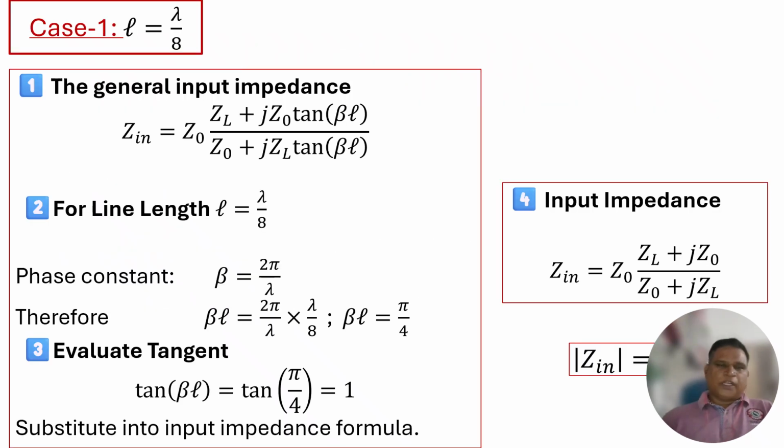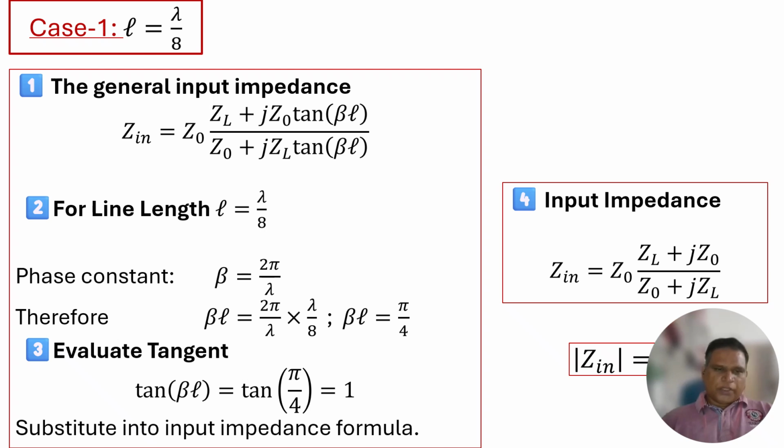For case 1, the transmission line length L is equal to lambda by 8. The general input impedance Zin is obtained by substituting L equal to lambda by 8 in the input impedance equation. The phase constant beta is equal to 2 pi by lambda, where L is equal to lambda by 8. Therefore, beta L is equal to pi by 4. Evaluating tan beta L, that is tan of pi by 4, which is tan 45 degrees, is equal to 1.